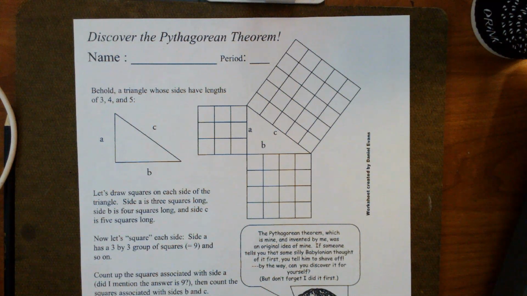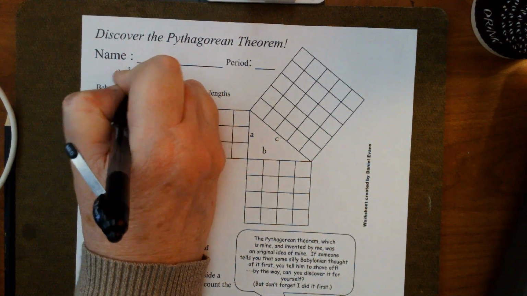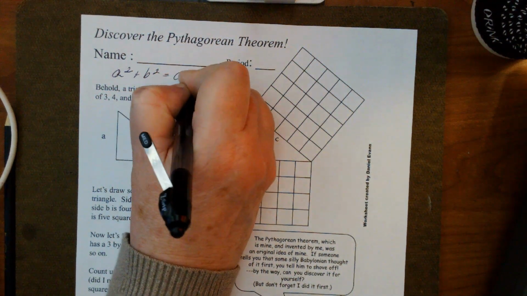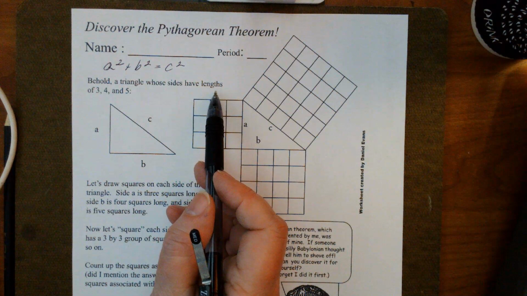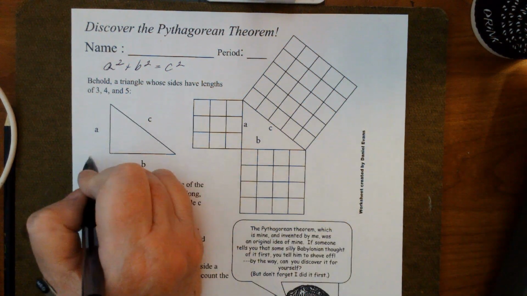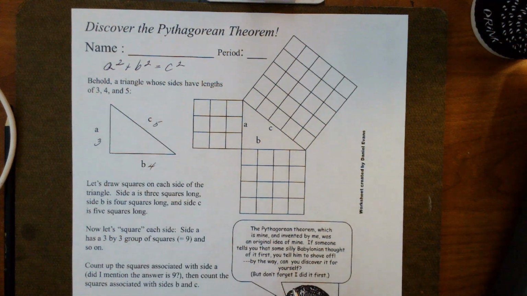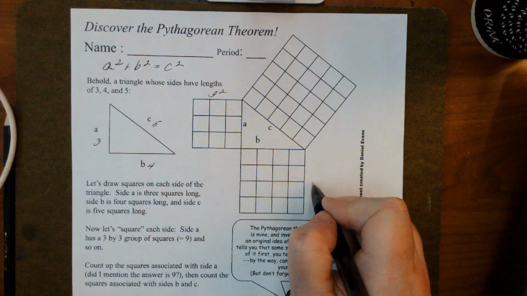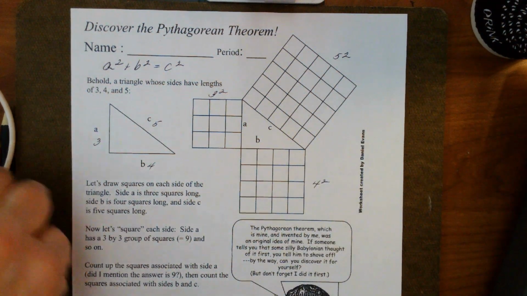Okay, this is Discover the Pythagorean Theorem. And just so you know, a squared plus b squared equals c squared. So they're saying a triangle whose side lengths are 3, 4, and 5. So we're going to make this 3, 4, and 5. So now this would be 3 squared, this would be 4 squared, and this would be 5 squared.